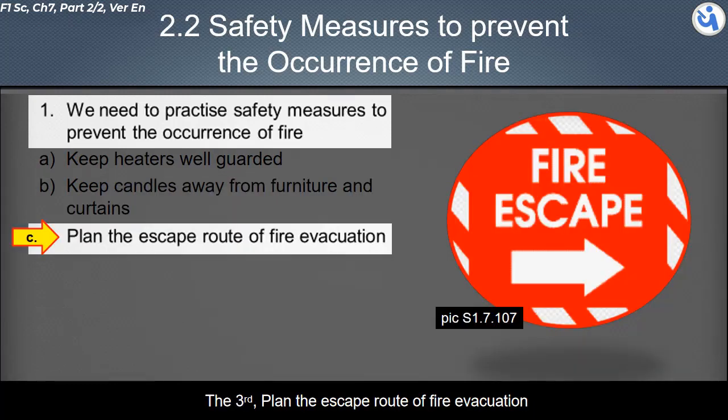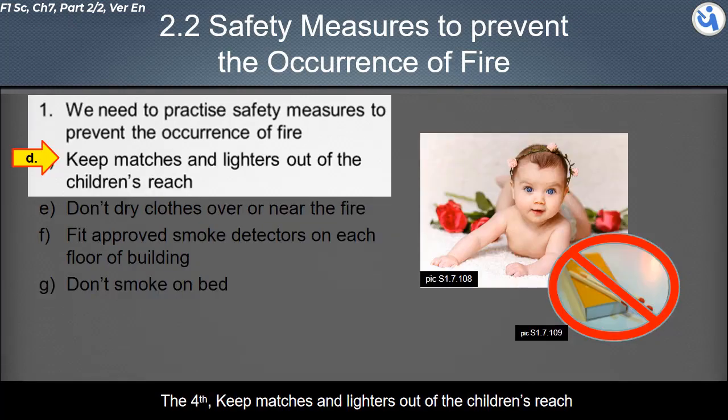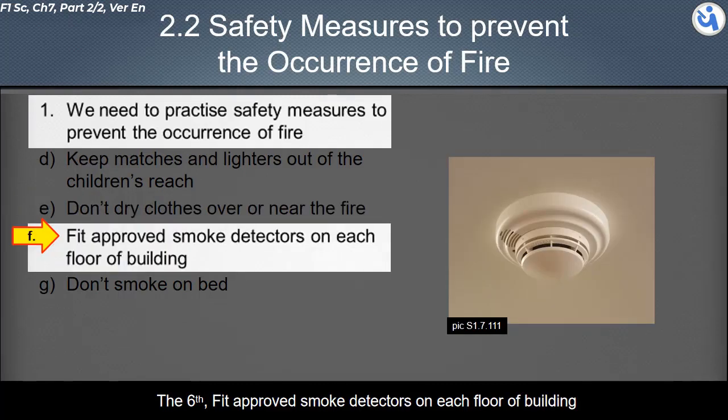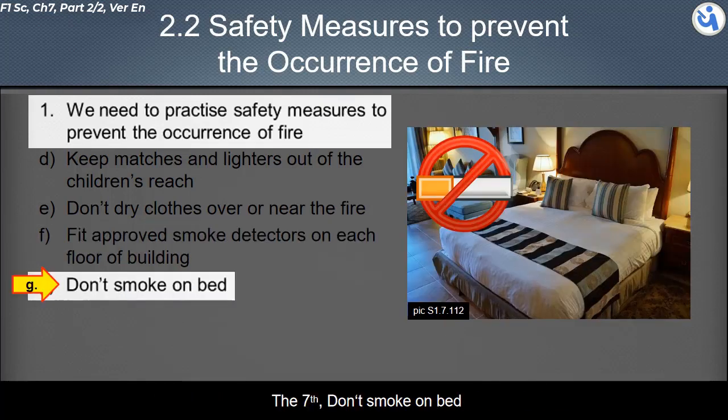The third is, plan the escape route for fire evacuation. The fourth is, keep matches and lighters out of children's reach. The fifth is, don't dry clothes over or near the fire. The sixth is, fit approved smoke detectors on each floor of the building. The seventh is, don't smoke in bed.